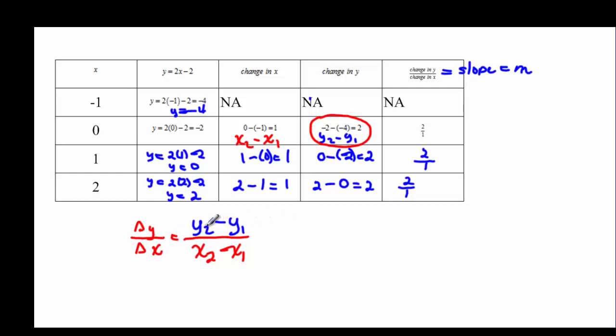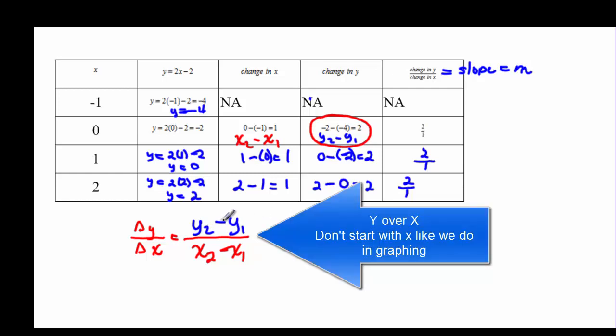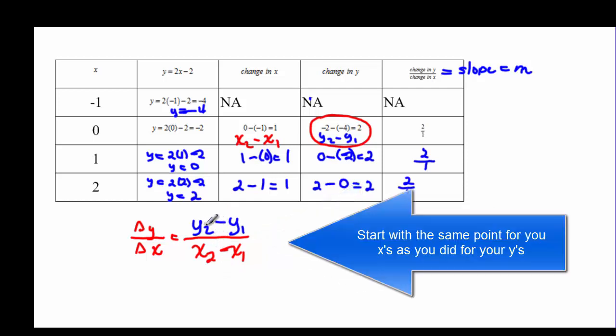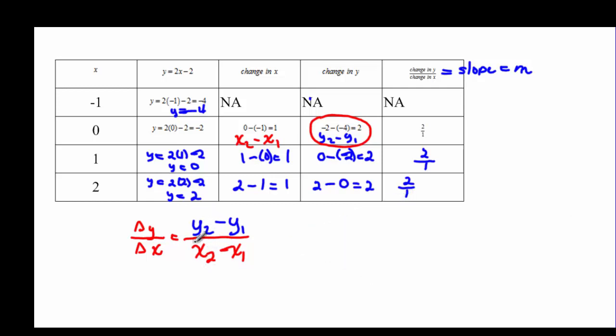You have to start with the same point. It's the y's over the x's. We usually do x first, but in this formula, we're going to put the y's first. And if I start with the second point, then I have to start with the second point in my x's, just like I did with my y's. I can't mix those up. They have to start with the same point.